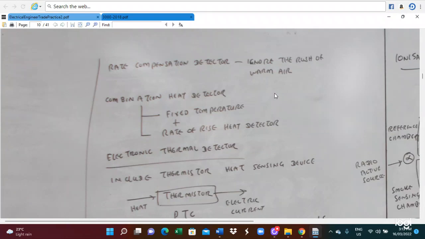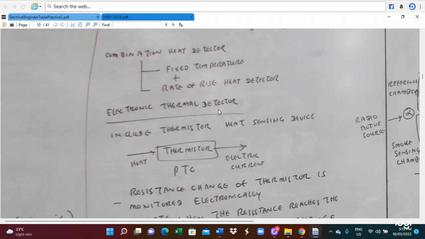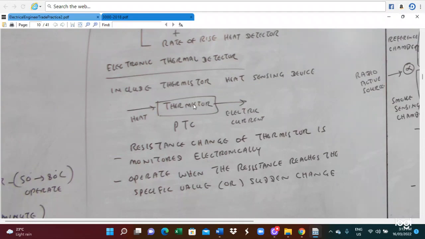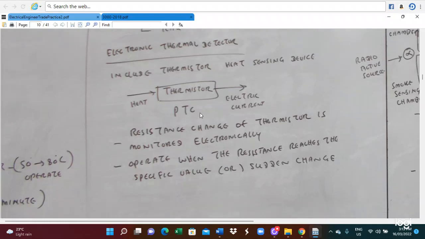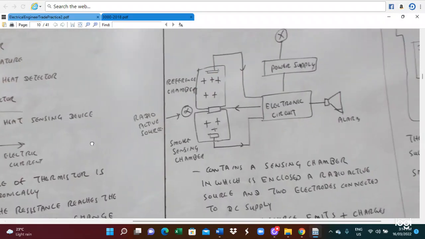In this case, the rate of rise detector ignores the rush of warm air. Sometimes warm air comes out, which is not a fire, so it should be neglected. We also utilize a combination of the fixed temperature and the rate of rise heat detector, two detectors utilized together. So electronics are damaged, and detectors are also utilized, including heat sink sensitive ones. The thermistor produces electric current, and the resistance change of the thermistor is monitored electronically. It operates when the resistance reaches a specific value or changes suddenly. So this is the way our smoke alarm operates.